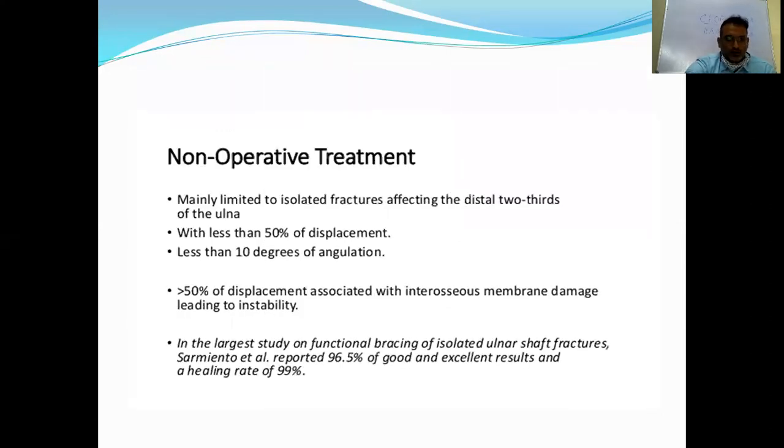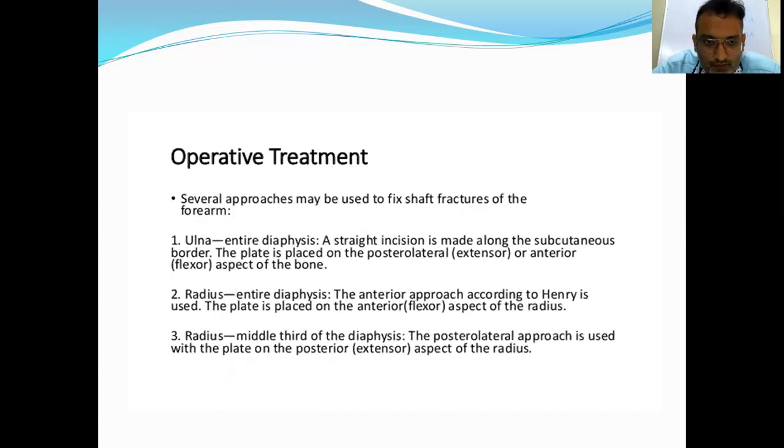So non-operative treatment: with less than 50% displacement in children and less than 10 degrees angulation, you can treat it conservatively depending upon the fracture pattern. Greater than 50% displacement is associated with interosseous membrane damage, and you need to take two views, AP view and lateral view. If it is displaced more than 50%, you can't treat it conservatively. In adults, you have to go for operative treatment. So there are various approaches to fix the various fractures of the ulna and radius.